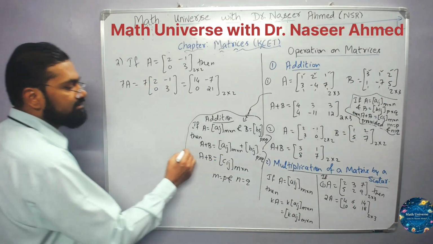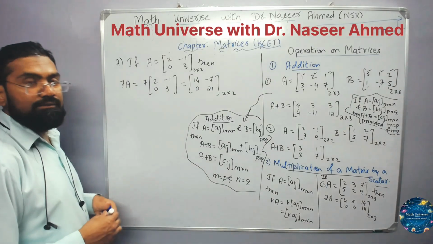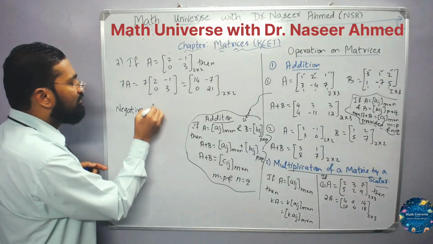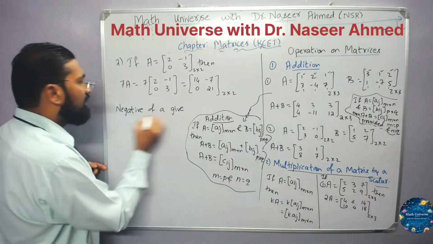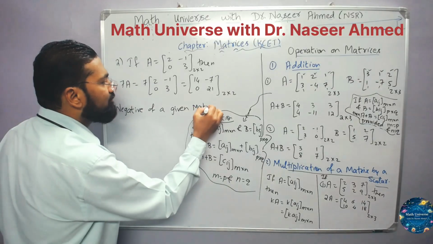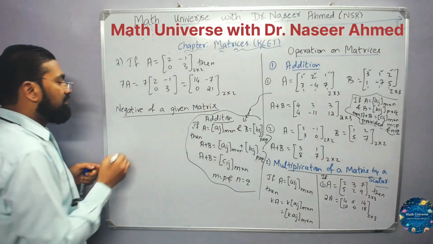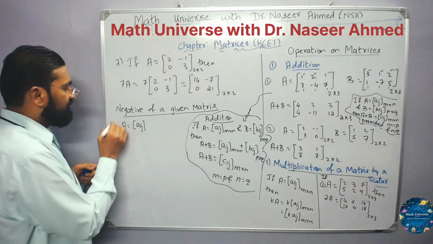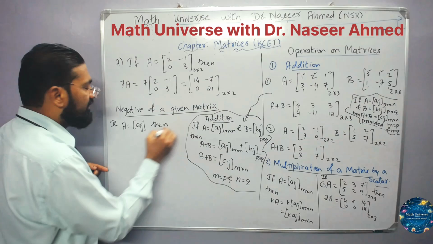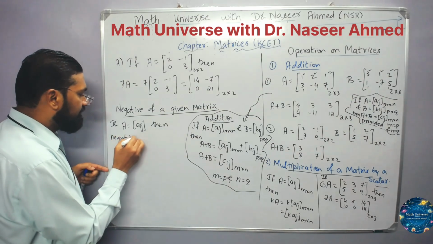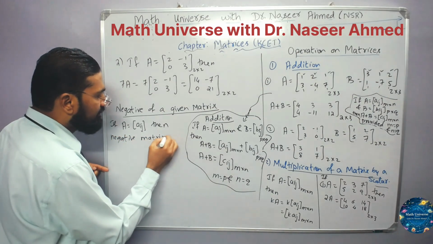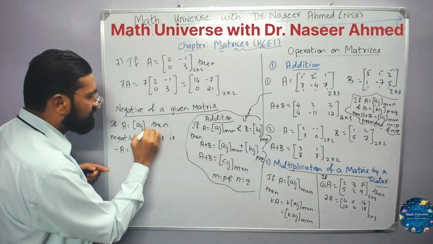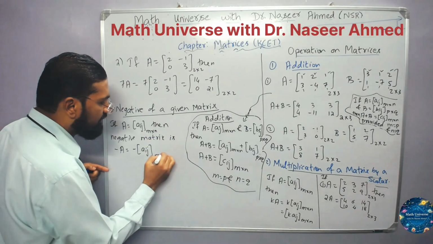Now, having understood all this, let us try to have properties. Before I go ahead, one matrix I would like to discuss: the negative of a given matrix. A matrix is given to you, and we are supposed to find its negative. If A is given as Aij, then the negative matrix is minus A, and if the order is m by n, it will remain m by n only.